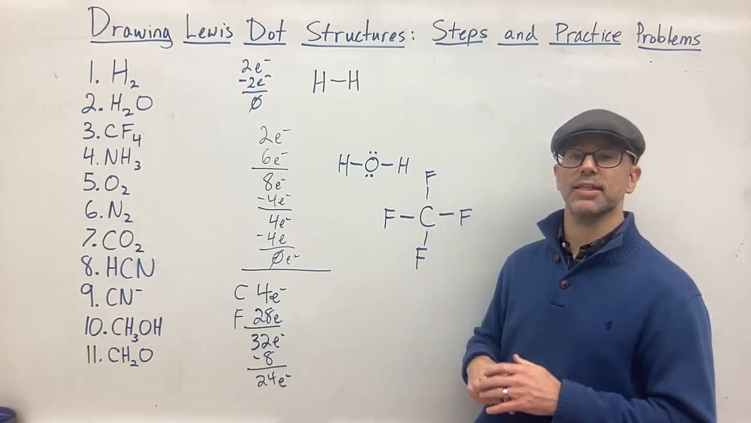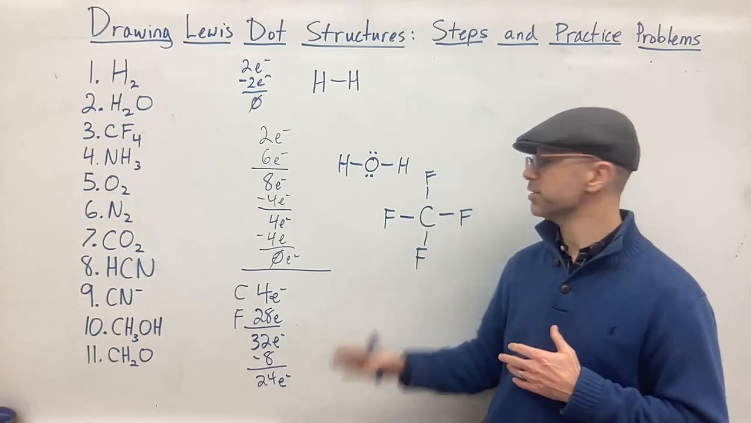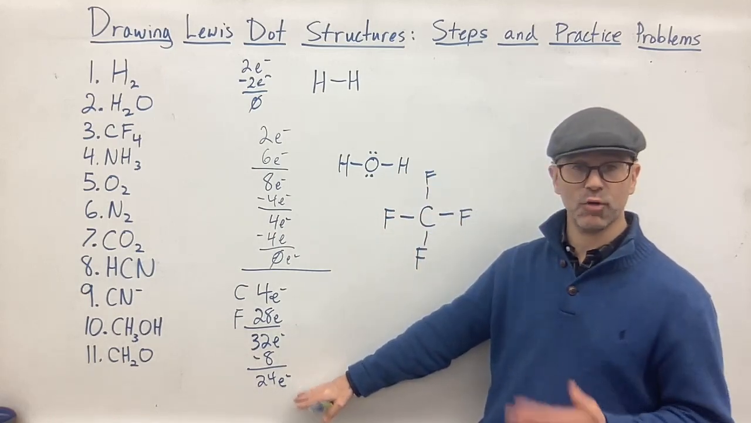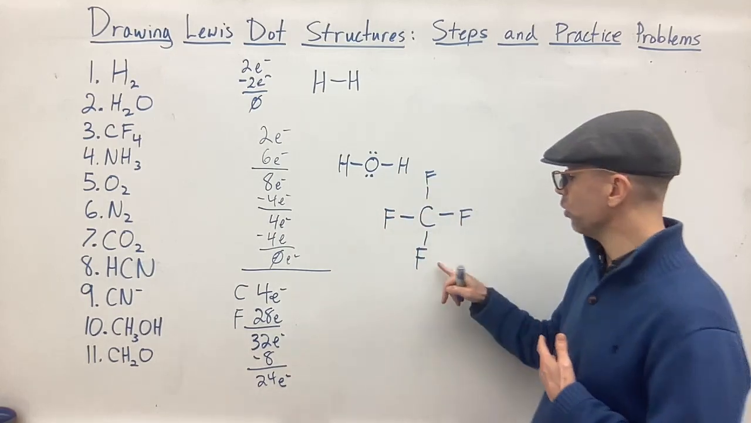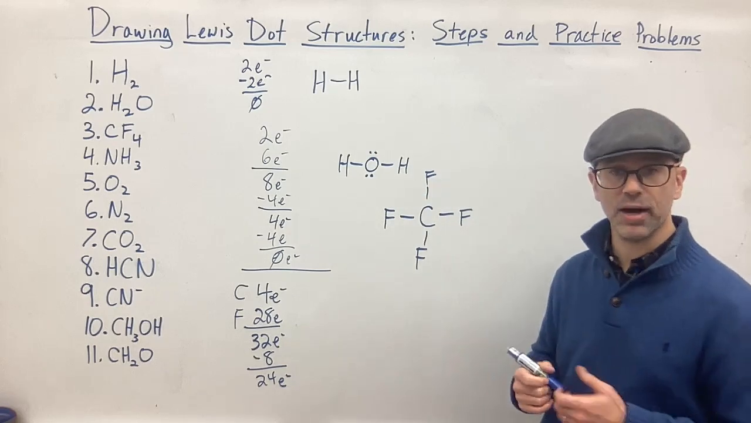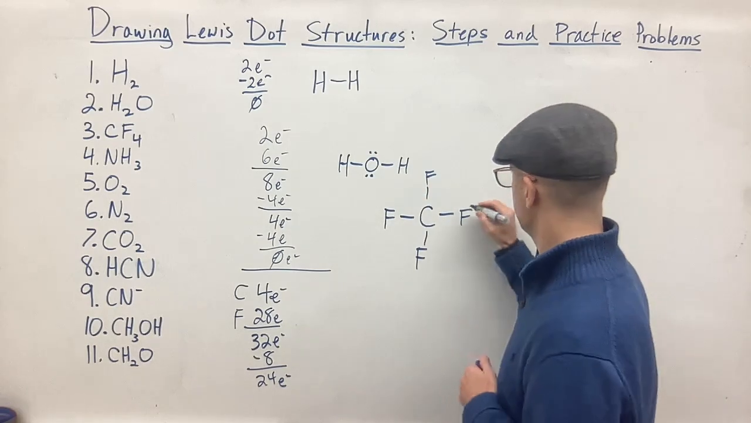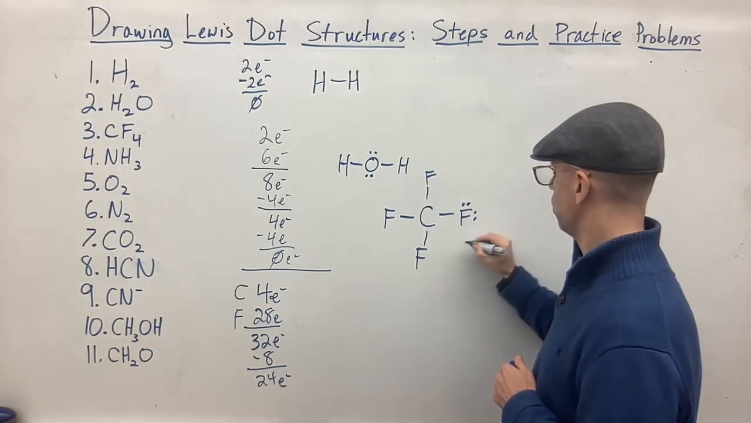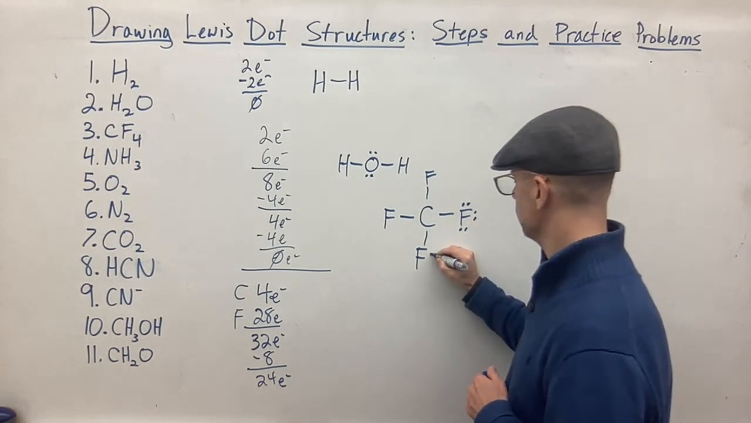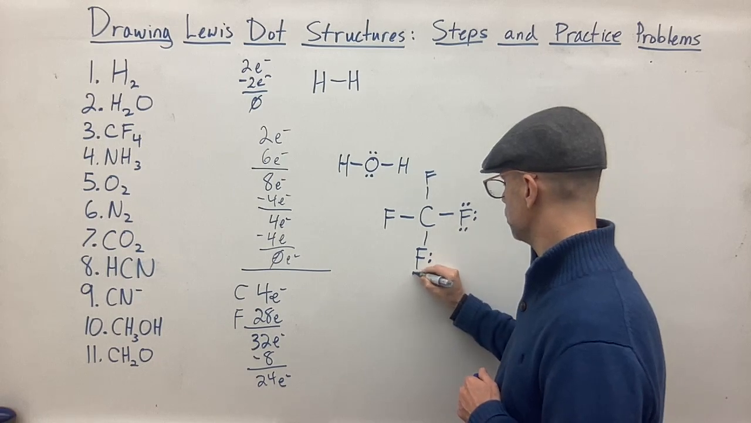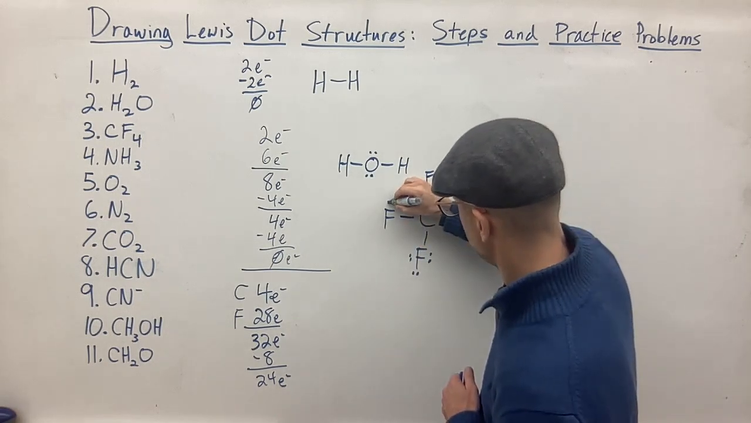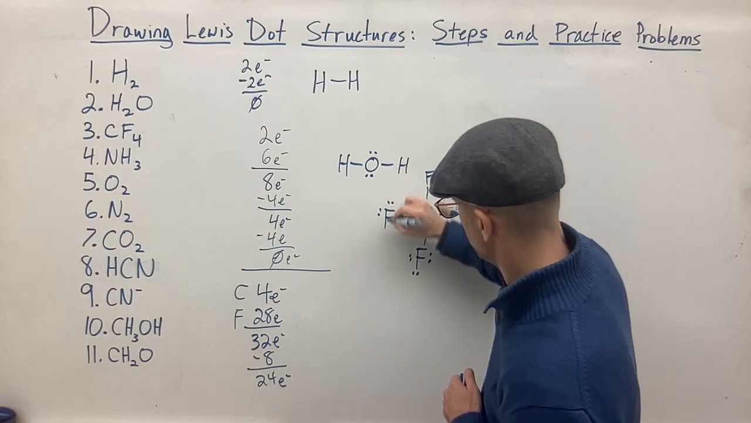Step 3 says put lone pairs on your outer atoms to give them an octet if you've got electrons left over. We have electrons left over, so we're going to give our fluorines lone pairs to give them an octet. So we're going to put a lone pair there, a lone pair there, a lone pair there, a lone pair here. So this one's going to get 3 lone pairs, 1 on each side. This one's going to get 3 lone pairs.